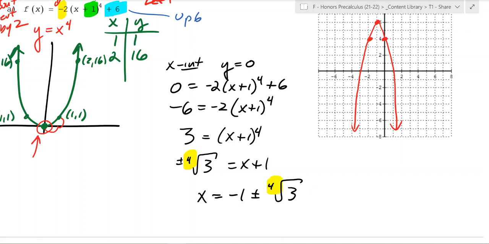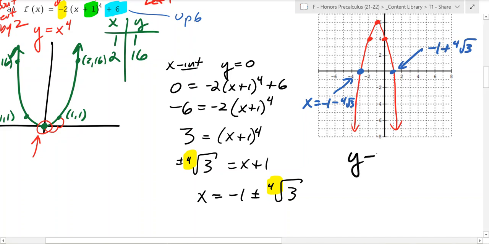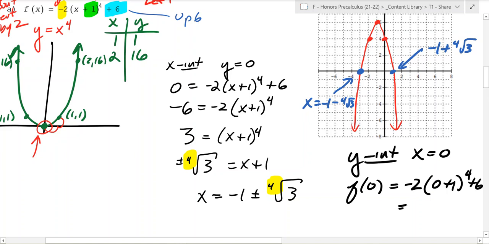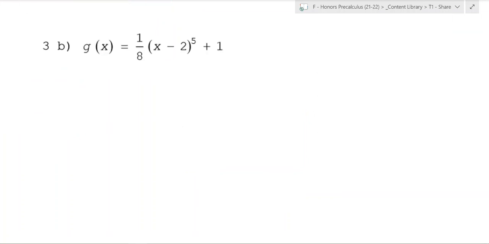If you wanted the decimal, you'd have to use the calculator for this. But what does this mean? This point right there, the x value is equal to negative 1 minus the 4th root of 3. And this x value right there is negative 1 plus the 4th root of 3. That's where those intercepts are. Now, the y-intercept, it's already on there, but the y-intercept is when x is equal to 0. You just plug in 0 for x, and that's going to be negative 2 times (0 plus 1) to the 4th plus 6. Well, that's negative 2 plus 6, which is 4, which does match what we have there of 0, 4.